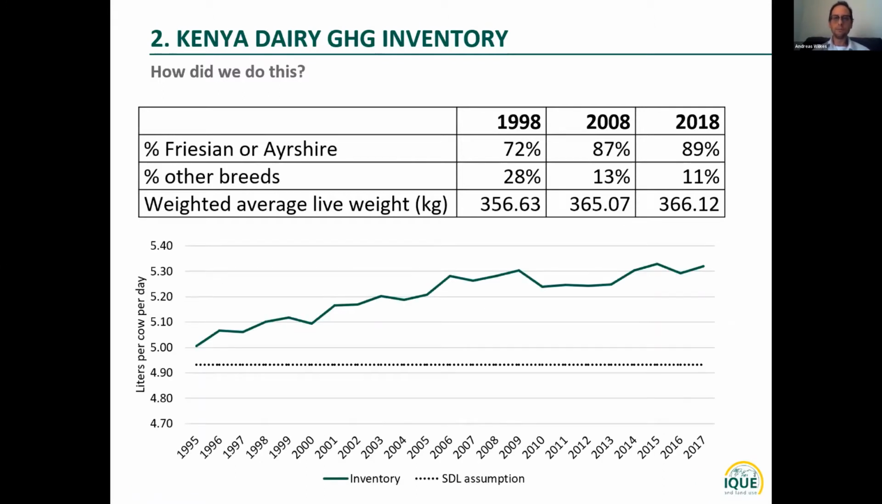We did the same for milk yield by calculating a weighted average milk yield on the basis of breeds. And so in the figure that you can see here, the assumption by the State Department for Livestock of milk yield of just below 5 liters per day turns out to be lower than what we estimate using the weighted average version. Our weighted average method also comes up with a trend, which again, the experts thought is plausible, given that many dairy farmers have been investing very heavily in improved feeding, improved breeding, animal health, and so on. It makes sense that there has been a gradual increase in the milk yield over the recent decades.